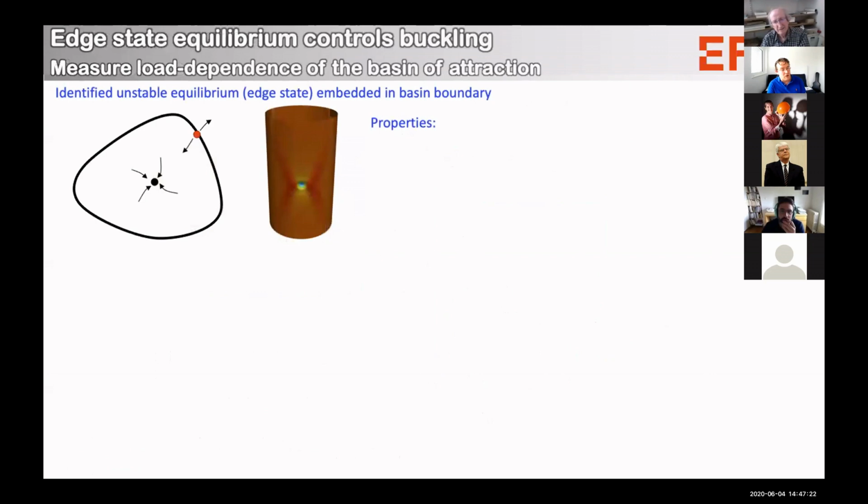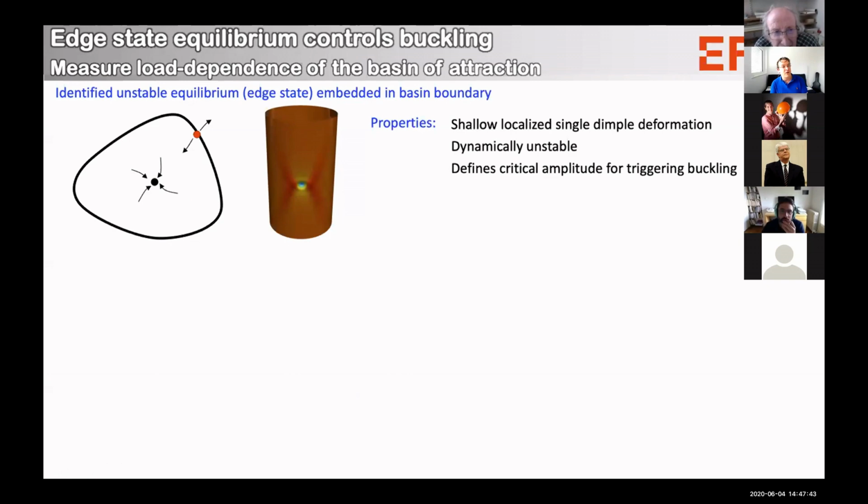So I only have two more slides. So I'm, despite two stories, trying to stay in time. So what have we now done? We have identified this edge state equilibrium on the basin boundary. The properties are it's this shallow localized single dimple deformation. It's dynamically unstable. It defines critical amplitudes for triggering buckling. It's spatially localized, so it had nothing to do with what you would get out of a linear stability analysis.